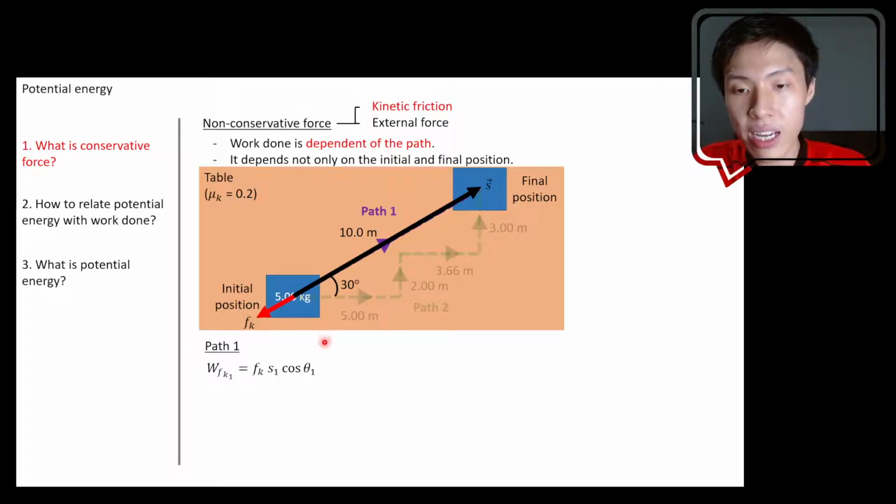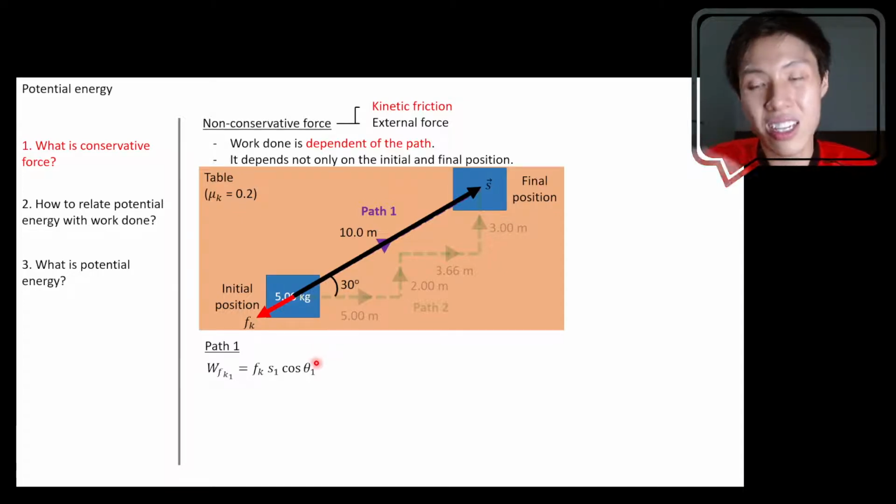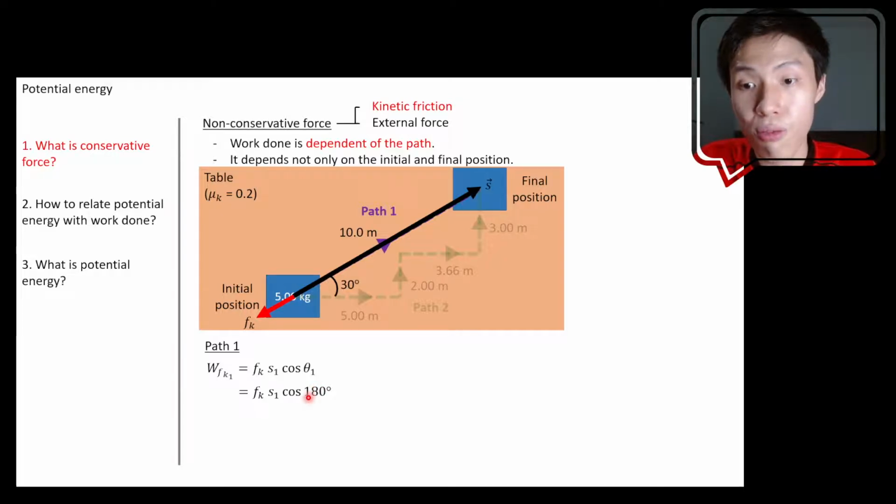Once we know the angle is 180 degrees, like the usual case, I only care about the angle. So I substitute in the angle 180 degrees. Then cos 180 degrees according to trigonometry is -1. So we know that our work done by kinetic friction, if we use path 1, will be just negative kinetic friction times displacement 1.